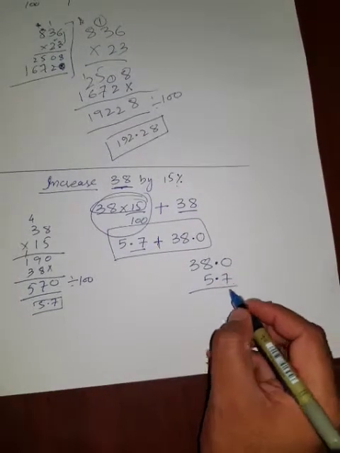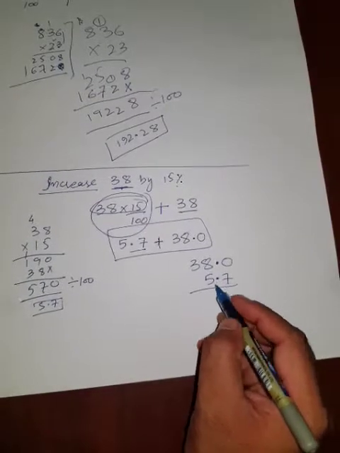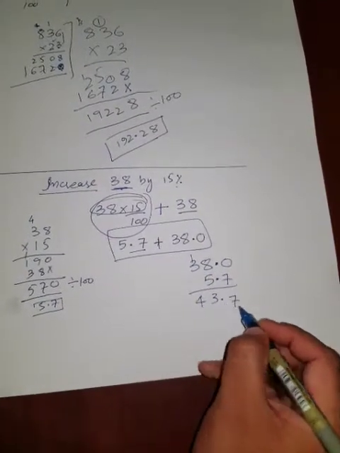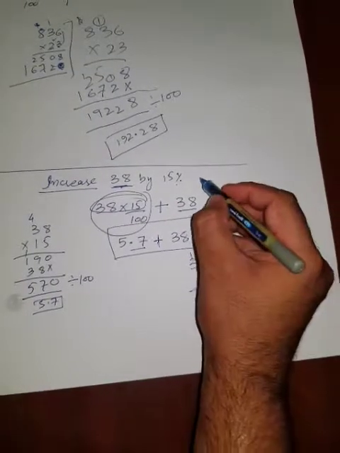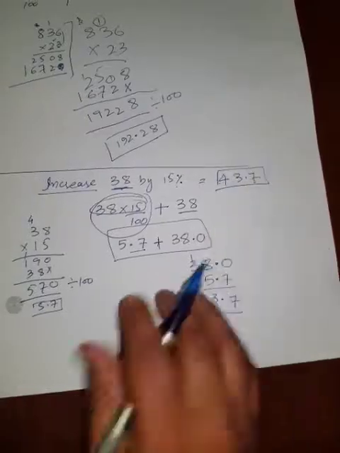Now 7 plus 0, 7. 8 and 8. 8 and 5. 8, 9, 10, 11, 12, 13. 3 and 4. 43.7 is my increased value. So 43.7 is my increased value.